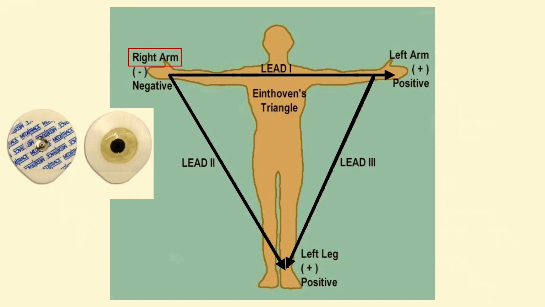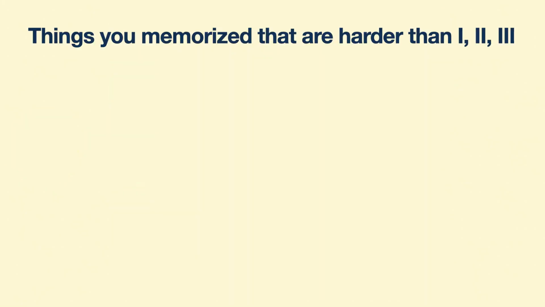It's a potential difference. And unfortunately, although most things in medicine can be kind of deduced and you can develop frameworks for understanding, you have to memorize this frontal plane. You have to memorize that lead 1 is right arm to left arm, that lead 2 is right arm to left leg, and that lead 3 is left arm to left leg. But I believe in all of you because you've memorized things that were much harder than this, okay?